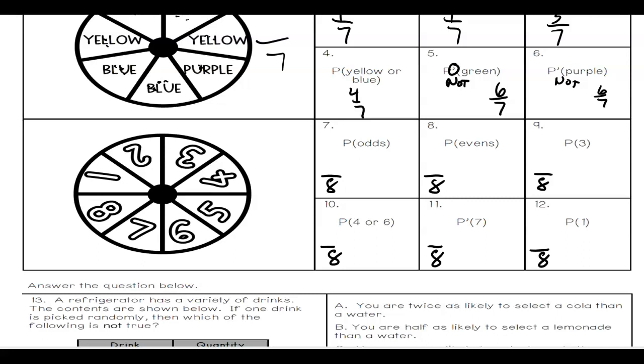Number 9, the probability of landing on 3. Number 10, probability of 4 or 6. Number 11, the probability of not 7. Number 12, the probability of 1. All right, and there are your answers: 4/8, 4/8, 1/8, 2/8, 7/8, 1/8, and simplified fractions.